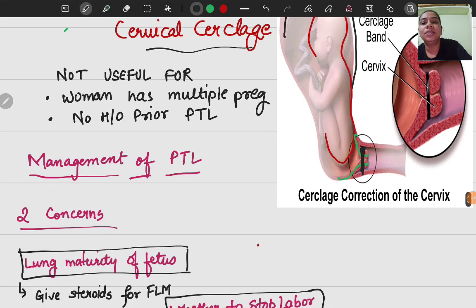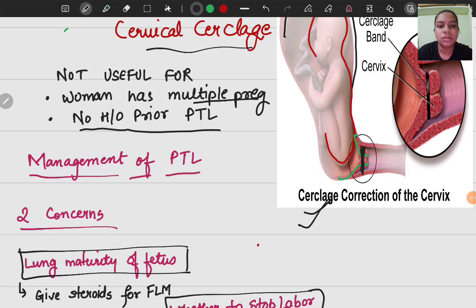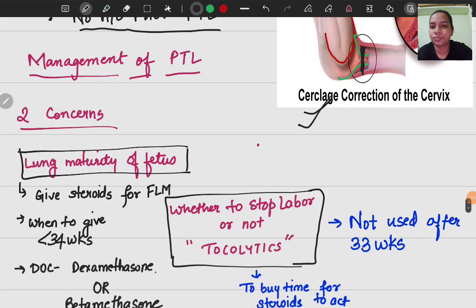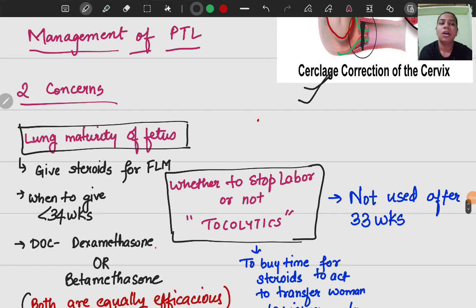Okay, but it is not useful for multiple pregnancies because space won't be there, and also not useful if there is no history of prior preterm labor. So we have seen that the high risk is prior preterm labor. If mother is not having any history of prior preterm labor, we should not do this. Okay, cervical cerclage.